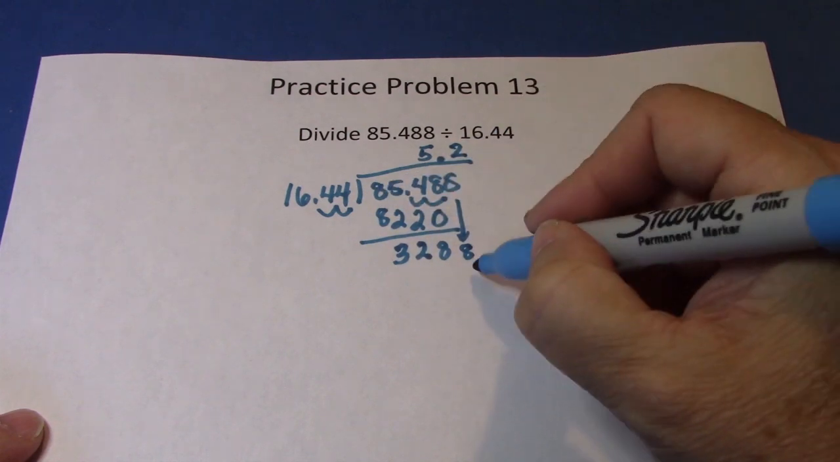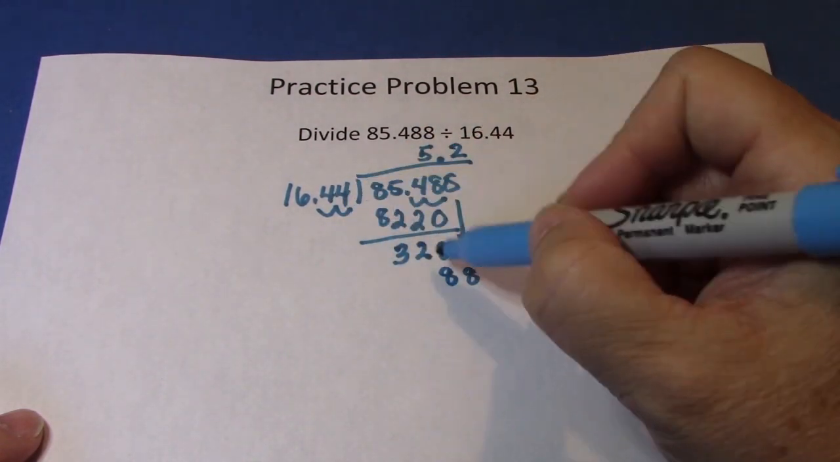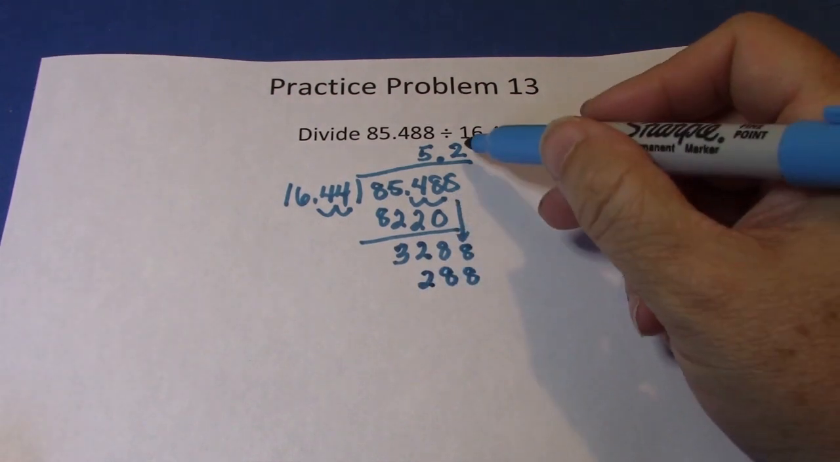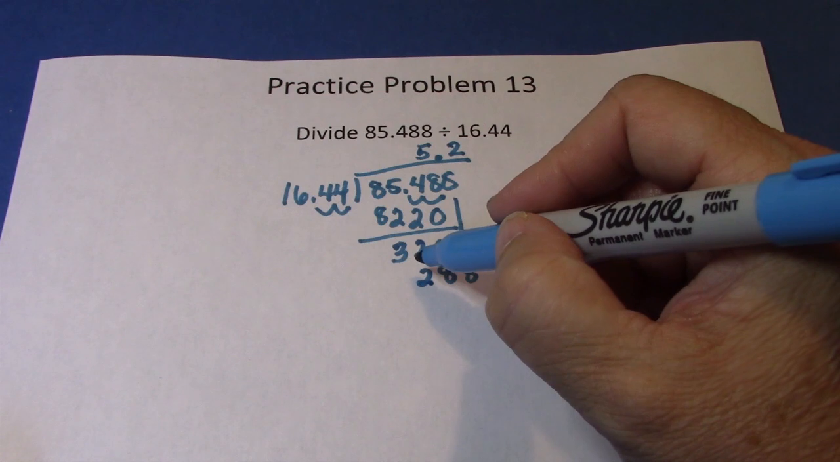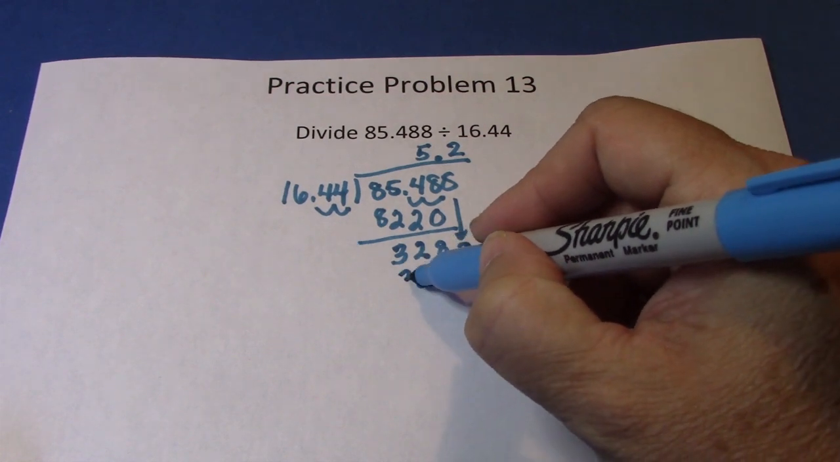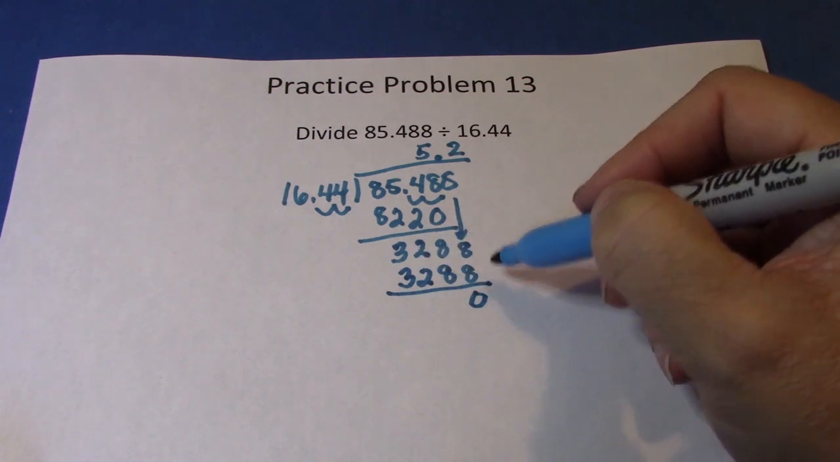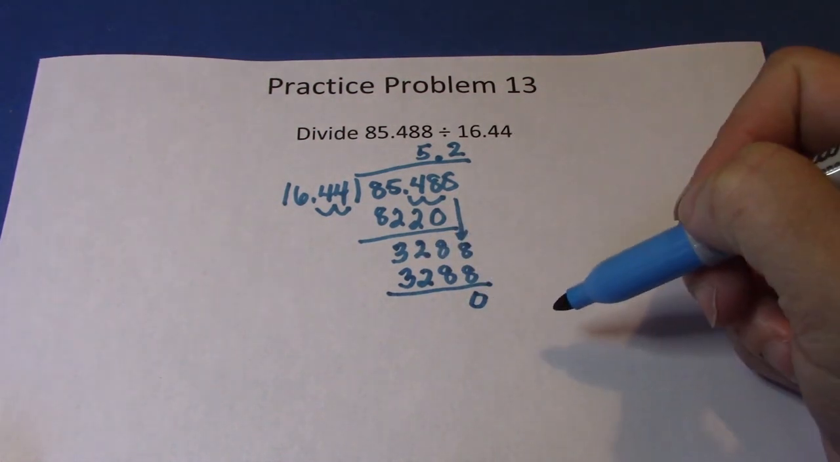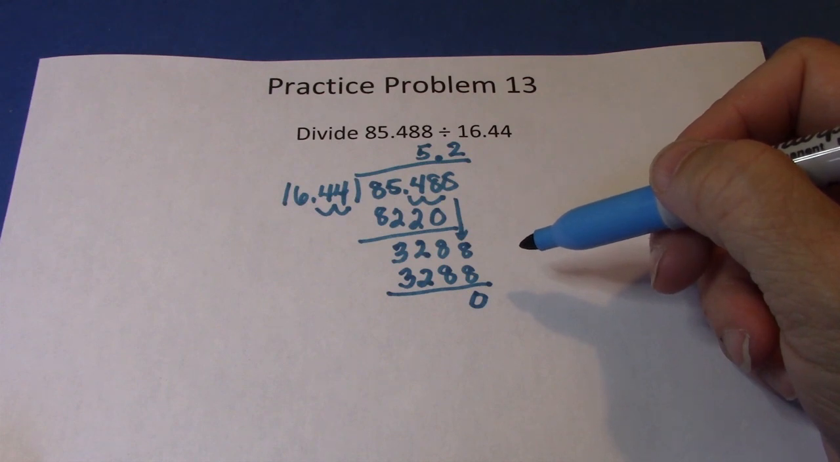2 times 4 is 8. 2 times 4 again is 8. 2 times 6 is 12. Remembering to carry a 1. 2 times 1 is 2, plus that extra 1 is 3. And there's no difference there. Nothing more to bring down, and we're at a 0. We're all done. The answer is 5 2/10.